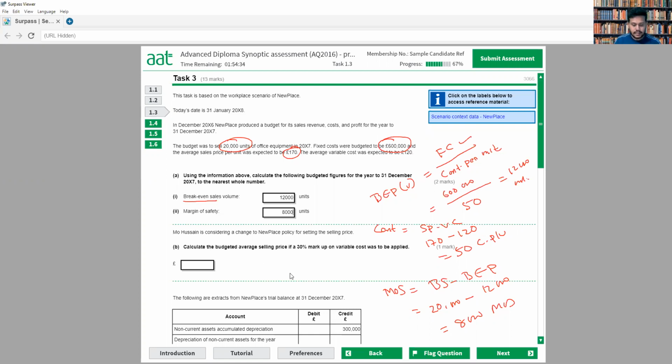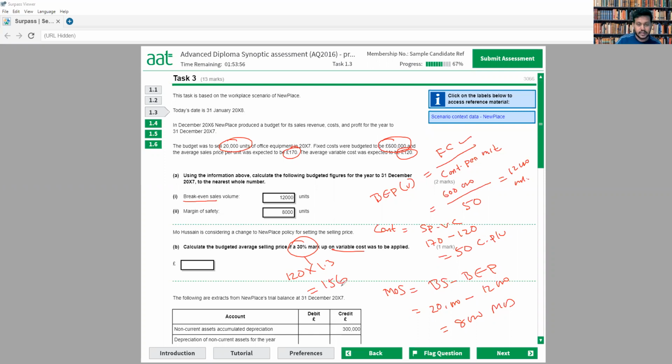All right, then the next one is asking what will happen if it is increased by 30%. So 1.3. So this is very simple, I think. All you have to do, you have to see how much is the variable cost right now, and what happens if it is increased by 30%. Right now the variable cost is 120. And if it is increased by 30%, that means you multiply by 1.3. So now it is 120 times 1.3, that will give me 156.